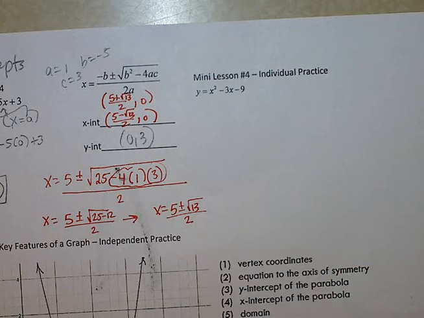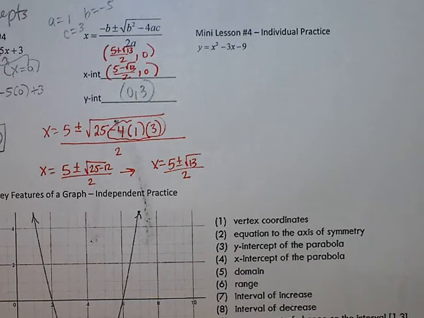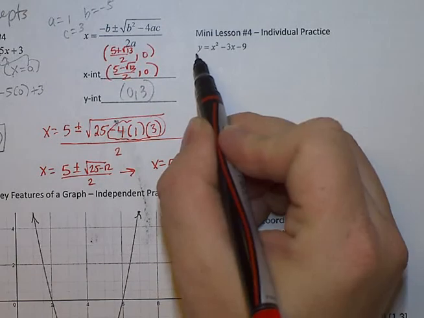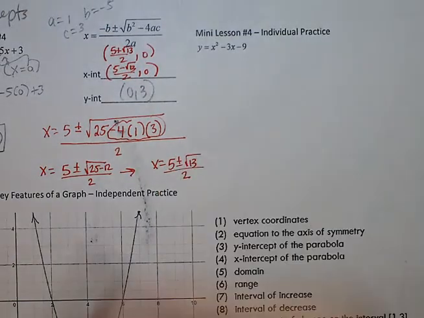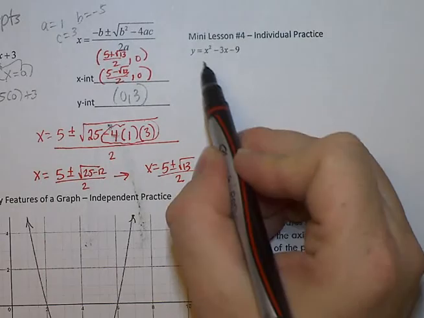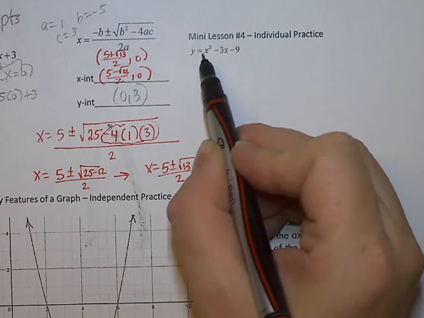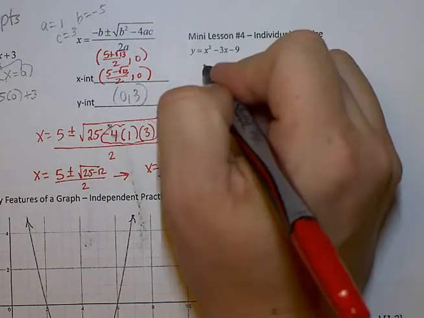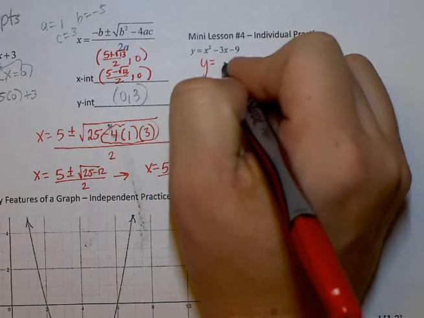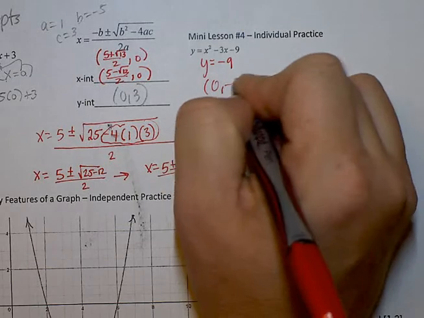Moving on to the second problem. So we're going to start by finding what is the y-intercept here. So again, when I find the y-intercept, x is always equal to 0. Well, we can kind of cheat here. 0 squared is 0. Negative 3 times 0 is 0. So I have 0, 0, minus 9, which gives you an answer of y equals negative 9. The y-intercept is 0, negative 9.